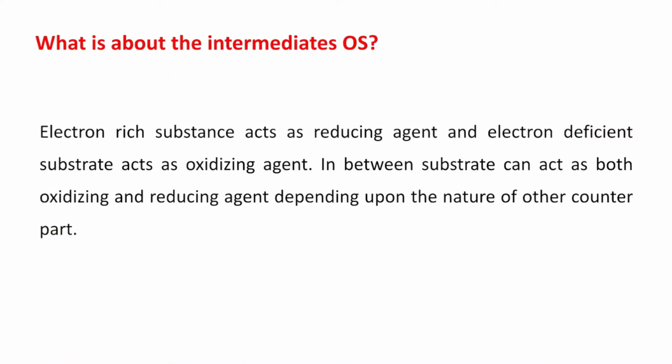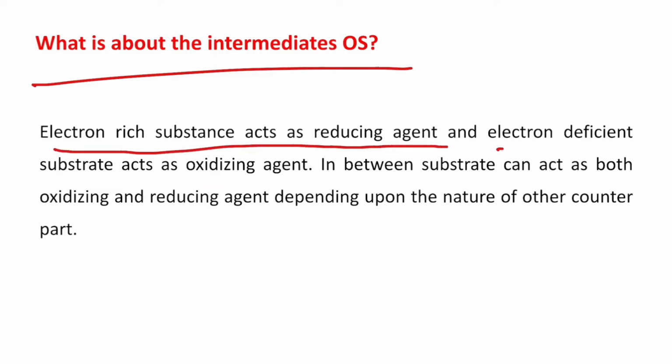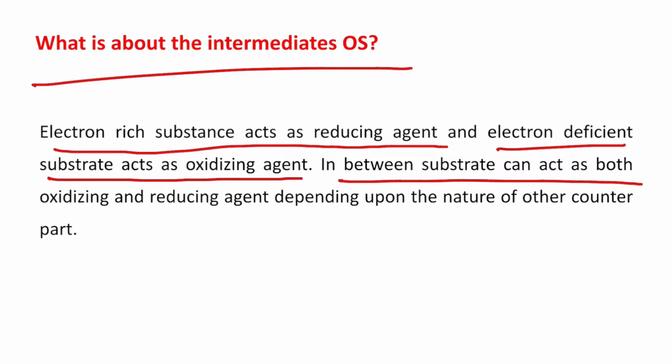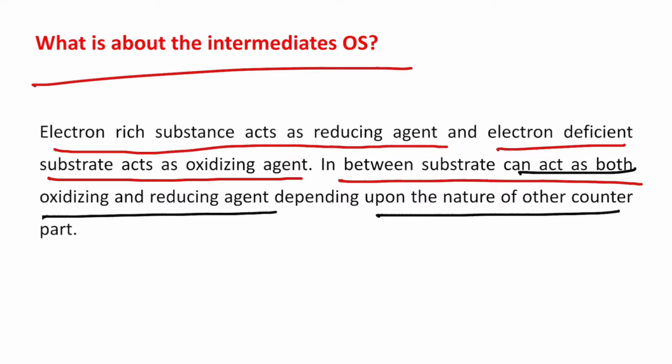We'll stop here. Now, an interesting concept: if an atom has multiple oxidation states, what about the intermediates? Electron rich substrates act as reducing agents, or electron deficient substrates act as oxidizing agents. In-between substrates are neither electron rich nor electron deficient. So they can act as both oxidizing or reducing agents depending upon the nature of the counterpart.